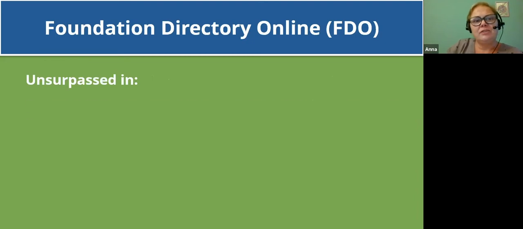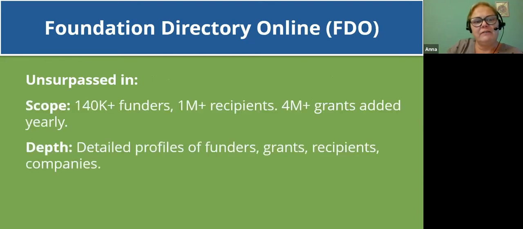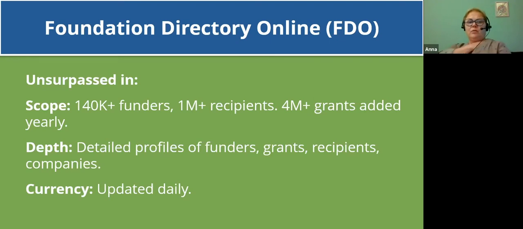The Foundation Directory is a very detailed database of different funders' grants, the recipients of those grants, and some corporations. It's constantly updated. Right now, this slide needs to be updated because I believe there are about 165,000 funders in there right now.